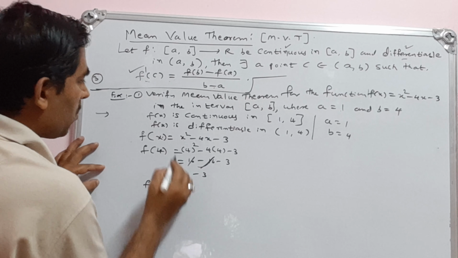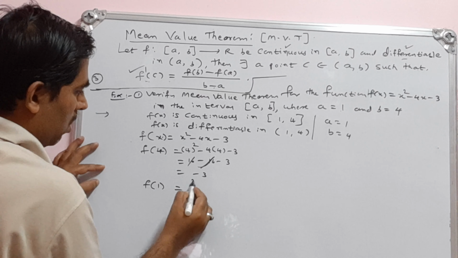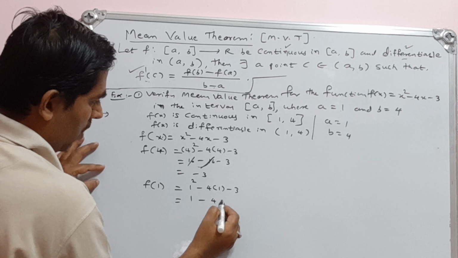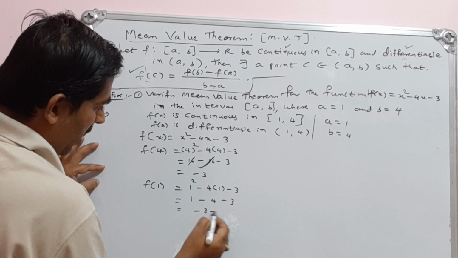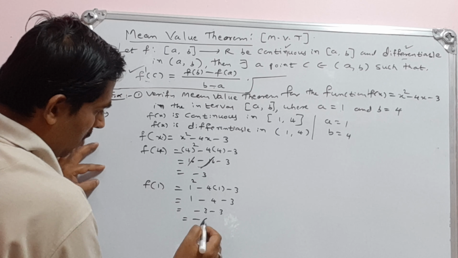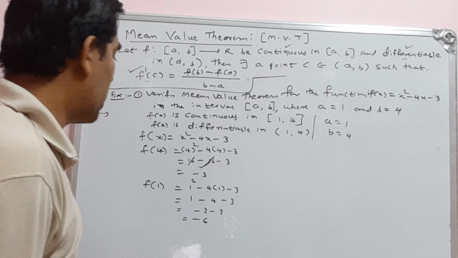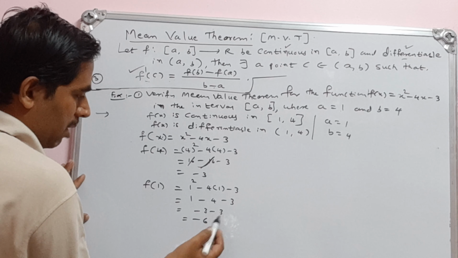Now f of 1. Put x is equal to 1 here: 1 square, minus 4 into 1, minus 3. So 1 square is 1, 4 ones are 4. So 1 minus 4 is minus 3, and I will write minus 3 as it is. Minus 3 minus 3, that is minus 6. Here you have to take care of the signs. So f of 1 is minus 6.